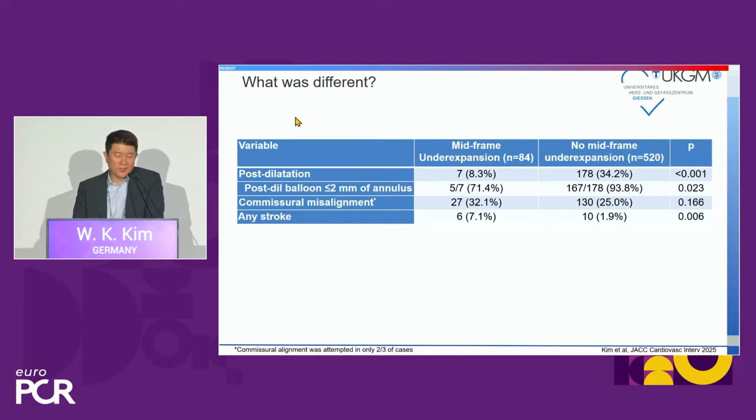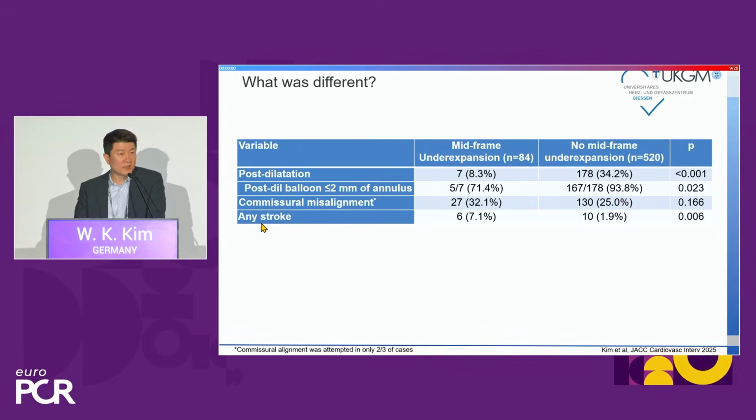So what was different? What we found was that the rate of post-dilatation was different, with 8% among those patients that had midframe underexpansion versus 34%, so a significant difference. There was also a signal in terms of balloon size. The balloon sizes were larger, and also a signal in terms of commissural alignment. At that time, we didn't do commissural alignment systematically. We just started. I know that in the IDE, commissural alignment was not employed.